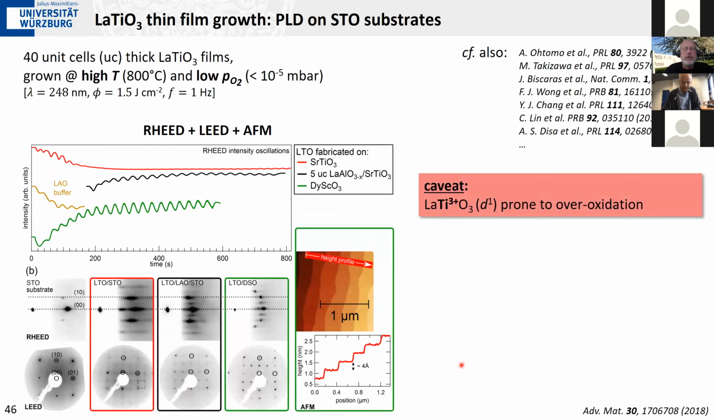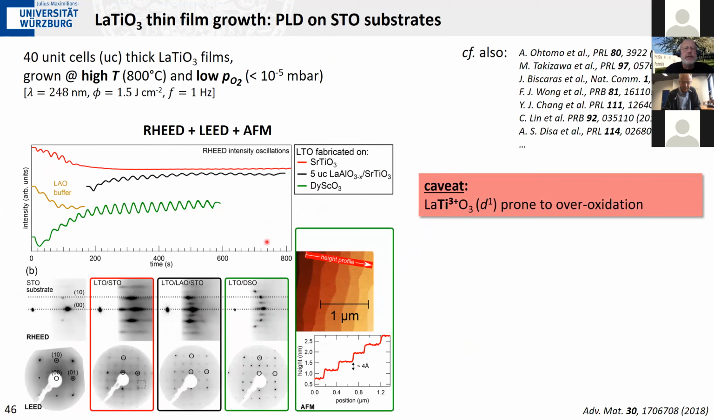Here's some data on the growth. LaTiO3 has been studied a lot as a bulk crystalline material, but here we wanted to grow it by pulsed laser deposition, and we were certainly not the first group to do this. There are a number of other groups that have tried this before. You can grow it on a suitable substrate. Here we have used strontium titanate and also dysprosium scandate.